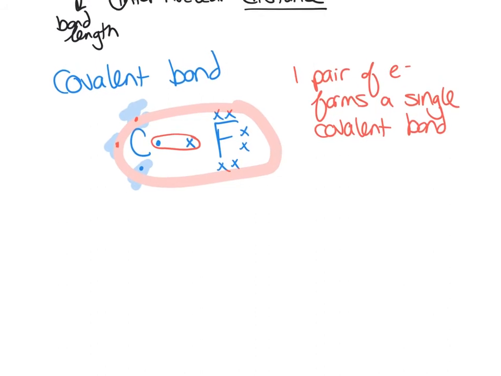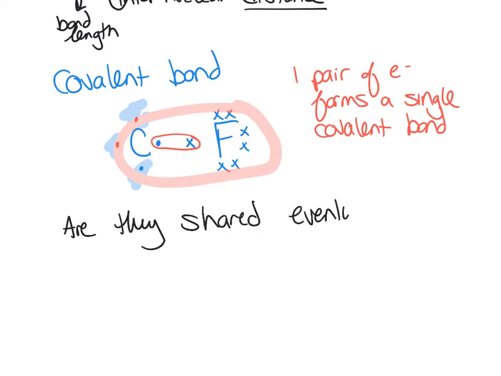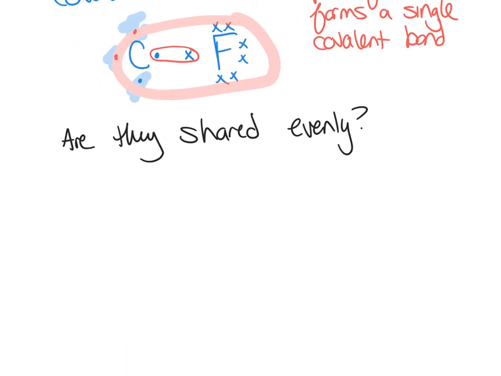Now, they're sharing electrons here, okay? So the electrons are going to spend some time with carbon and some time with fluorine. Now, are they shared evenly? That is the million-dollar question. Okay, how do we know? Well, there's a measure of how strongly an atom pulls on electrons in a chemical bond, and that term is called electronegativity.